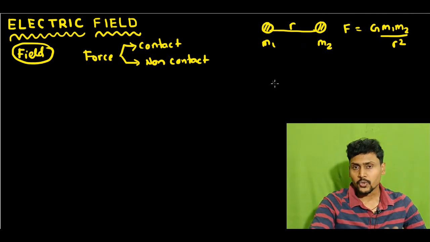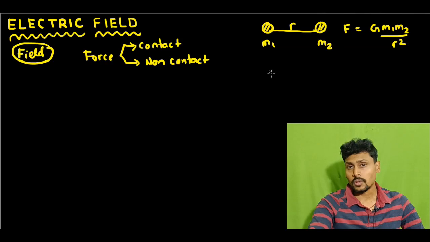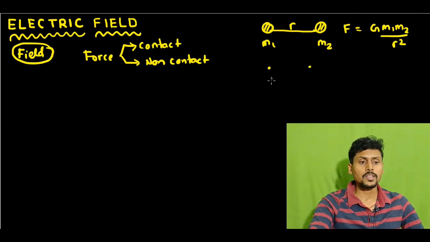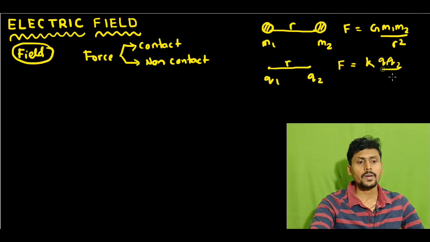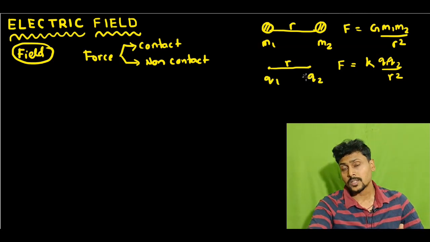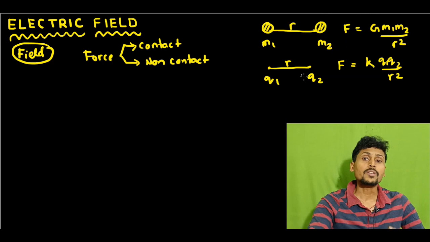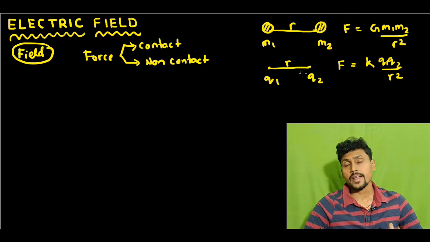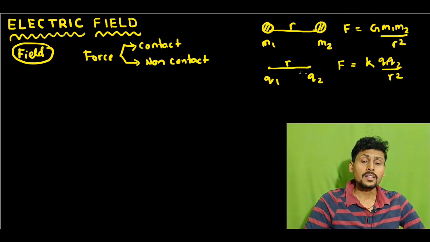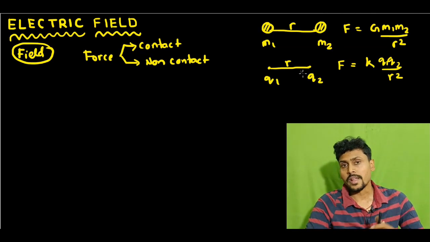Similarly, in class 12, in this chapter, we have studied Coulomb's law. Suppose we have two point charges, Q1 and Q2, and r is the separation between them. Then the electrostatic force between these two charges is given by Coulomb's constant k into Q1 Q2 divided by r². Again, there is no physical contact between these two charges, but still there is an electrostatic force between them. These types of forces, where there is no physical contact but we still get some force, are known as non-contact forces.